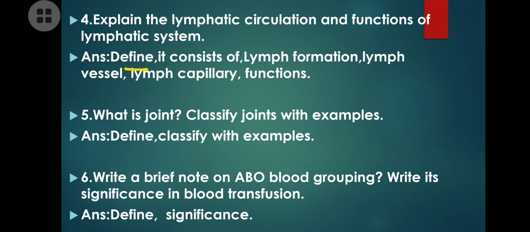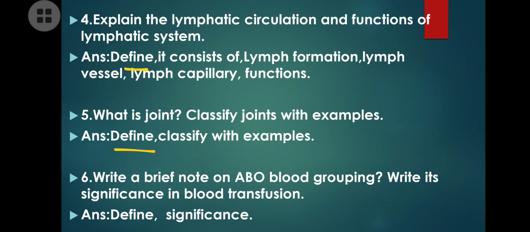Then explain the lymphatic circulation and functions of the lymphatic system. Simple here: define what the lymphatic system is and what it consists of, then lymph formation, how the lymph is formed, lymph vessels, lymph capillaries, and the functions of all these. You have to write all these down. And what is a joint? Classify. First define the joint, then go for classification and explain those classifications with examples.